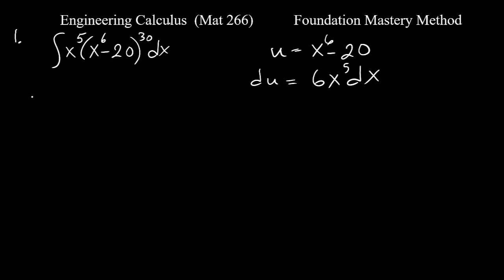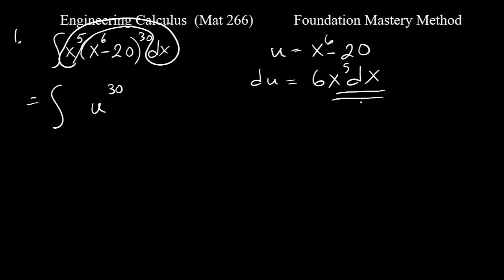Now if we go over here and make our substitution, we'll see that we now have u to the 30th power, and what remains in terms of x is x to the 5th dx. So now going over here, we look and see that x to the 5th dx can be expressed as 1/6 du, dividing both sides by 6. So now we can make that substitution and replace the x to the 5th dx with 1/6 du.